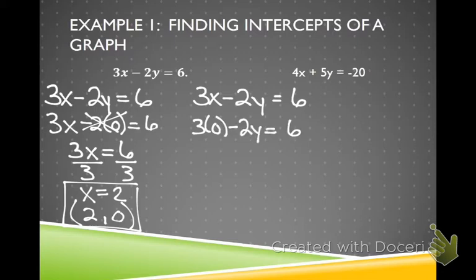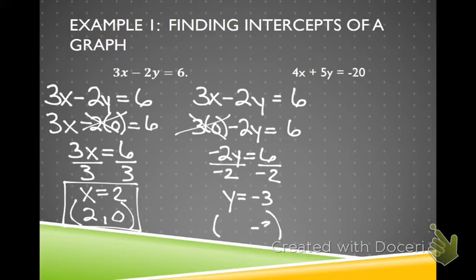So now we have negative 2y equals 6. Then you divide both sides by negative 2, and y equals negative 3. So my y value is negative 3, and what did I plug in for x? 0. So there are my 2 ordered pairs. You see what we did there?